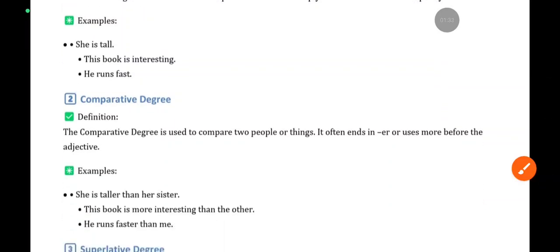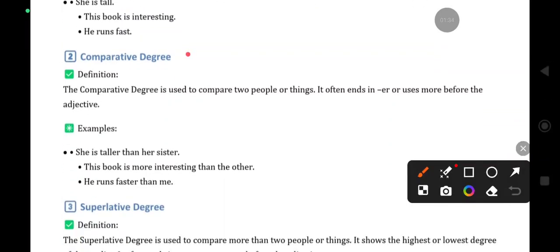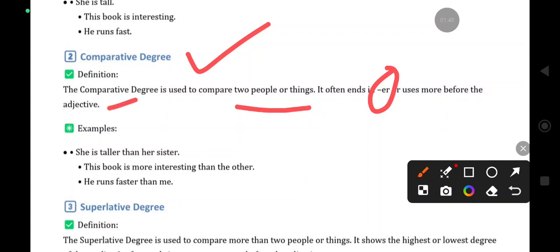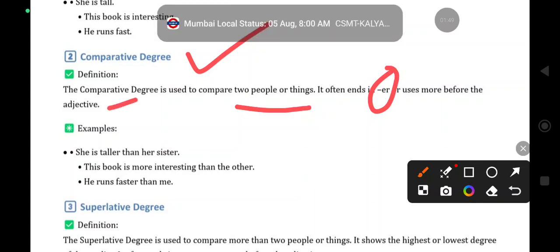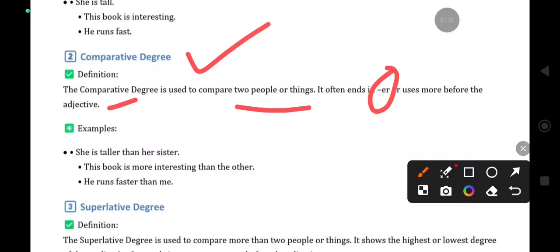Now next we'll talk about the comparative degree. The comparative degree is used to compare two people or things. It often ends in -er or uses "more" before the adjective. So in the comparative degree, students, we are comparing one with another.